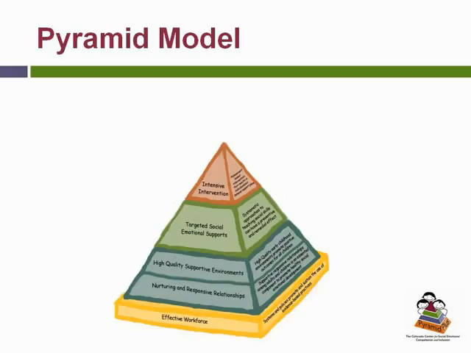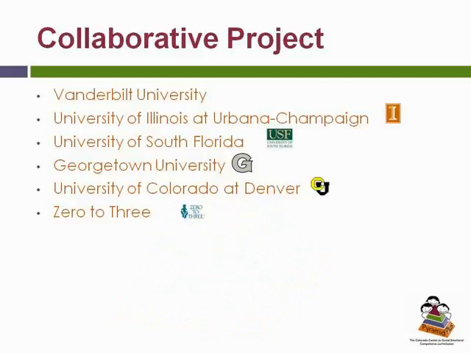Originally, the pyramid model was focused on 2 to 5-year-olds, but recently there have been additional resources available for infants, toddlers, and even families. So this is really birth to 5 years old, and we're not just looking at children. Like I said, we're looking at adults too. It is a collaborative project.